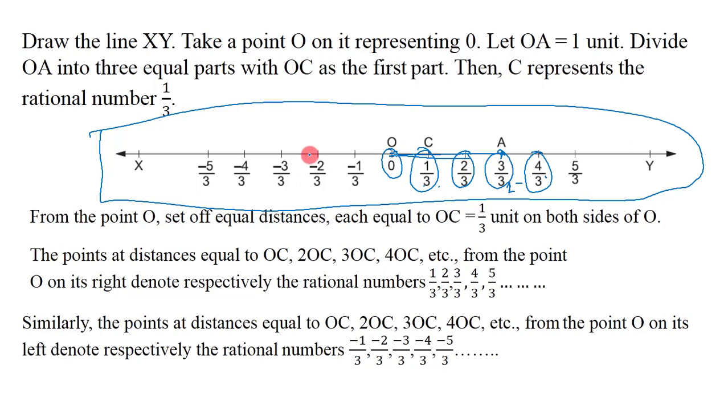Likewise, towards the left also you will get a fixed unit. Then I divided that into 3 equal parts. The first part is minus 1 by 3, the second part is minus 2 by 3, the third part is minus 3 by 3, which is minus 1. This is how to represent the rational numbers on the number line.